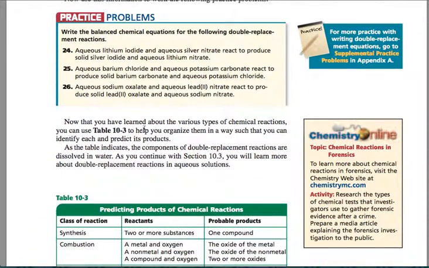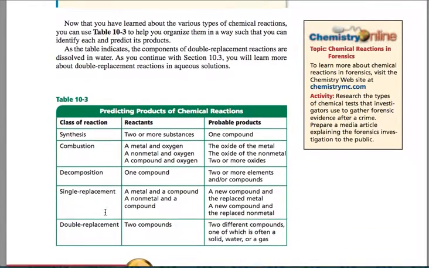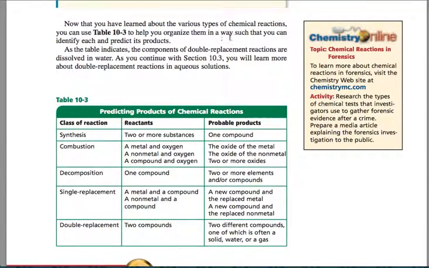Now that you've learned about the various types of chemical reactions, you can use table 10.3 to help you organize them in a way that you can identify each and predict its products, okay? So here are the different kinds of reactions that we've already studied. Here tells you about the reactants, what's going to go on the left side of the arrow. And here are the probable products, what's going to come on the right side of the arrow.